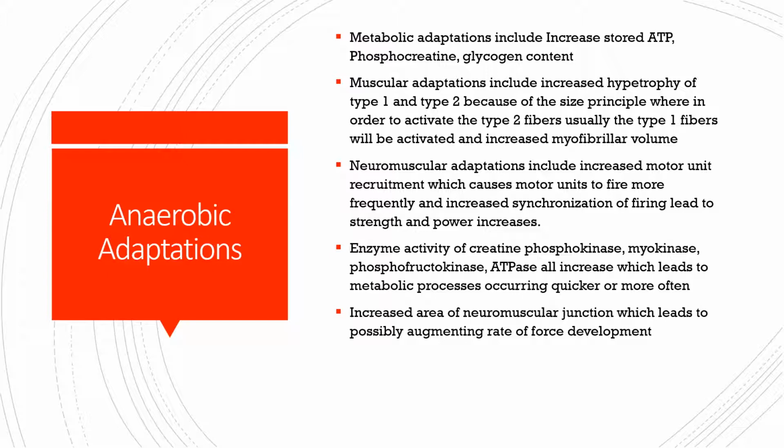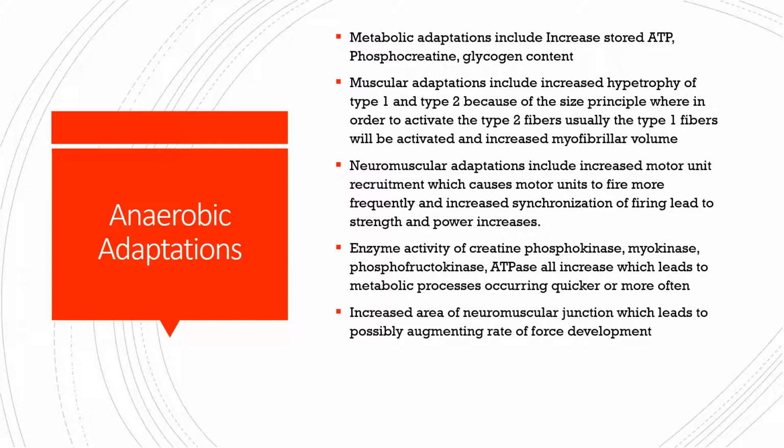Anaerobic adaptations. Metabolic adaptations due to anaerobic training include increased storage of ATP, phosphocreatine, and glycogen. Muscular adaptations due to anaerobic training include increased hypertrophy of type 1 and type 2 fibers because of the size principle, where in order to activate the type 2 fibers, usually type 1 fibers will be activated. This is even disregarding the fact that type 1 fibers are usually associated with their oxidative capabilities. Besides this, there is increased myofibrillar volume.